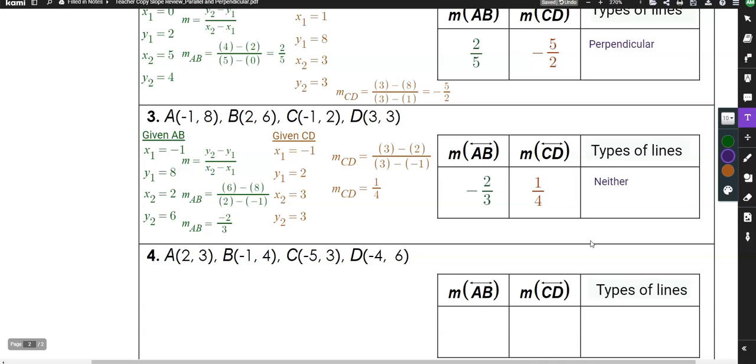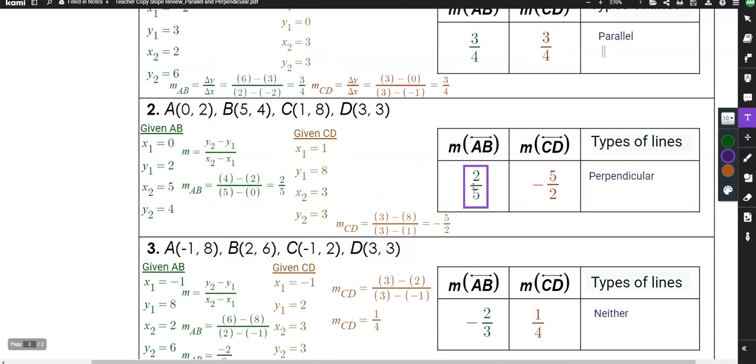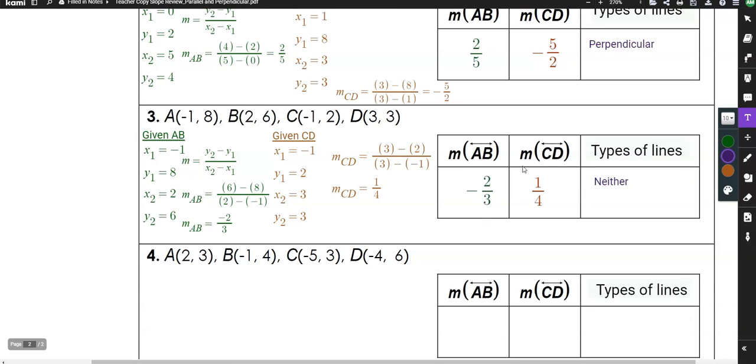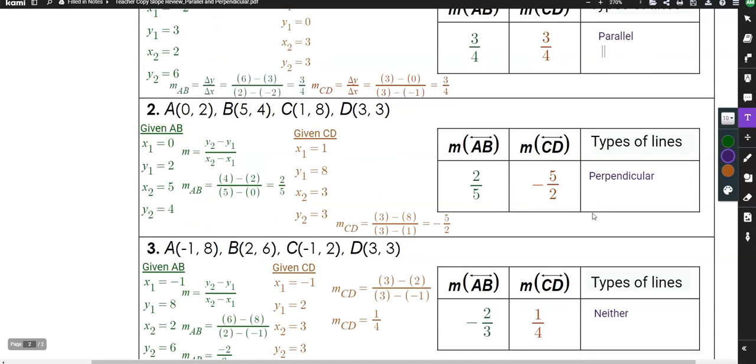Now, any difference in the slope means they are not parallel. And if they are not opposite reciprocals, they are not perpendicular. So if in our example number 2, if we had had 2/5 and 5/2, they would not have been perpendicular because they would have been the same sign. They have to be different signs and the fractions must be flipped. Otherwise, the answer is neither.